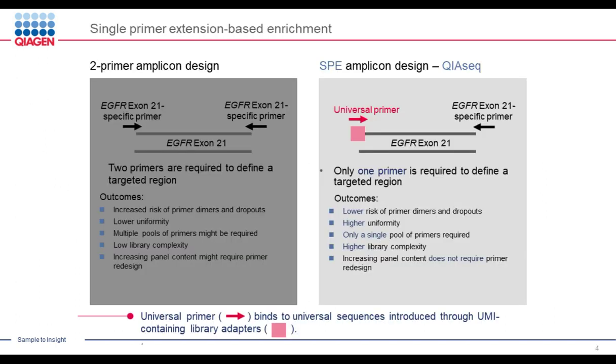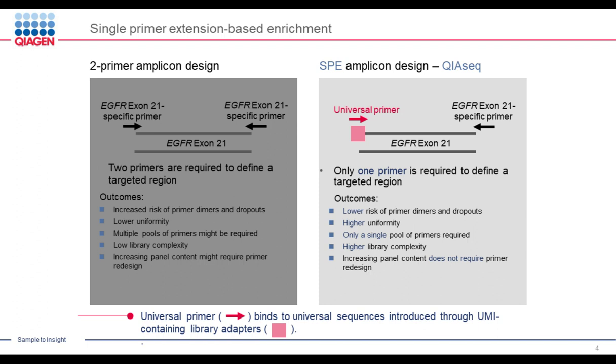To highlight how single primer extension approaches work, I thought I would compare a single primer extension approach, which is a spin on amplicon type of approaches, to the traditional two-primer amplicon design. On the left-hand side, you see the two-primer amplicon design, in which two region-specific primers are required to enrich for that specific region.